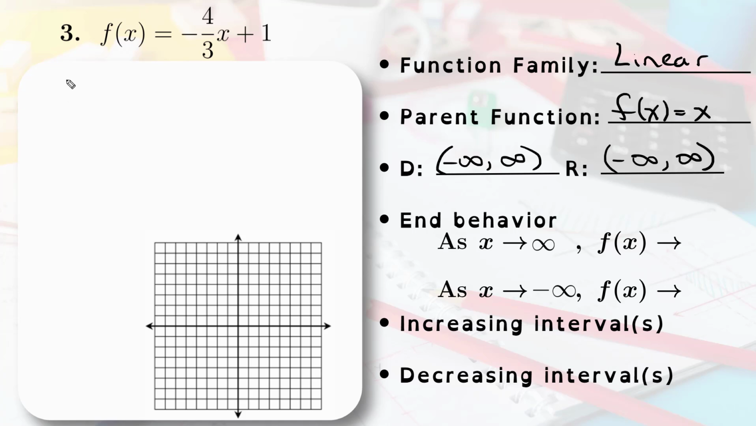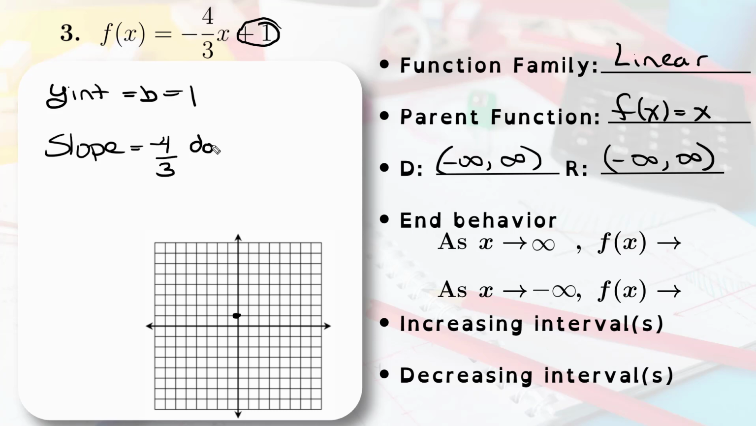Now, for us to graph it, for when we have a linear, we need our y-intercept, which is the same thing as our b value, which is this number back here. That's where it crosses the y-axis. And we need our slope. And so our b was +1, our slope is -4/3. So negative can represent going down.